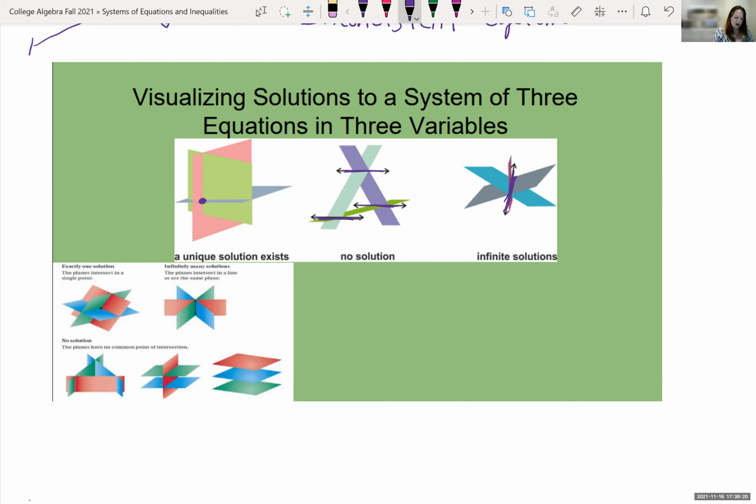So here are some more examples of what could be happening with no solutions. You might have parallel planes, not going to intersect anywhere. Same thing here. There's a line where 2 of these planes are intersecting, but not all 3.